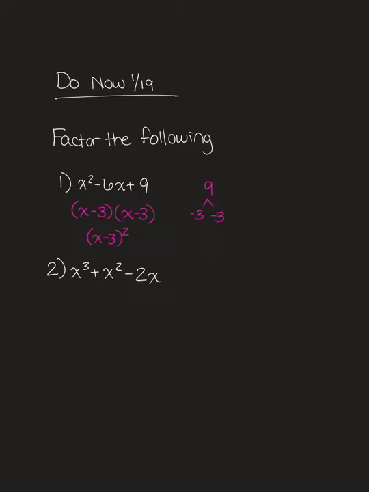For the second one, we have x cubed plus x squared minus 2x. So we can factor out a greatest common factor of x, which will leave us x squared plus x minus 2. So now I can factor this part of my polynomial. So two numbers that will multiply to negative 2 but add to 1. So my factors would be 2 and negative 1. So my factored form is x times x plus 2 times x minus 1.